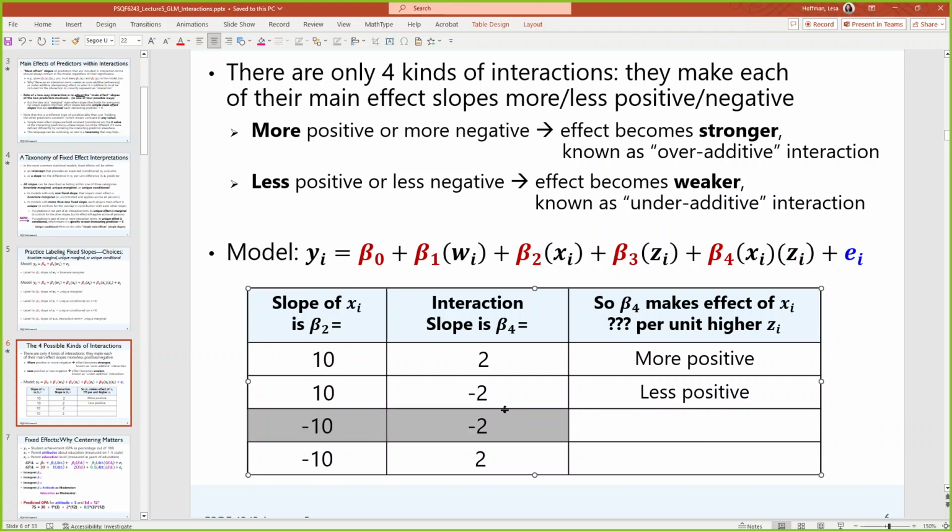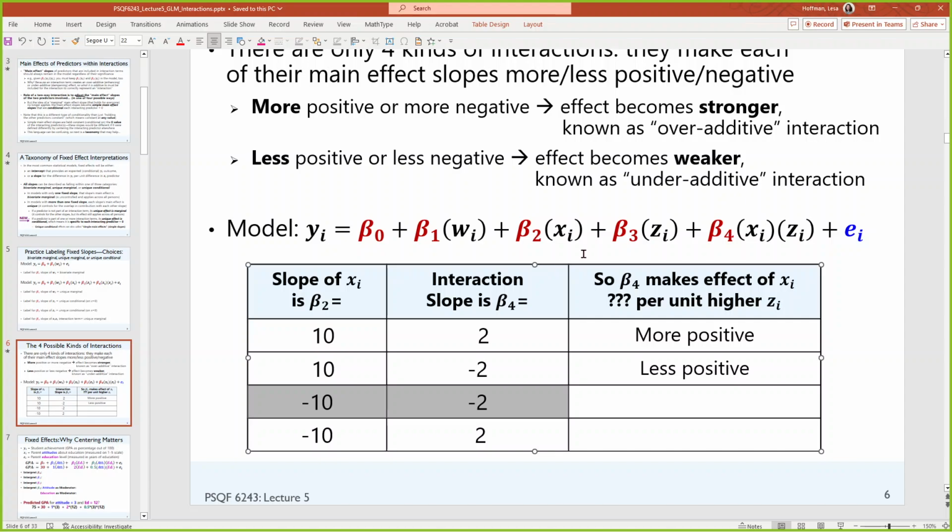Now what about this one? Yeah, if x has a slope of negative 10, now that's the disco version. As x goes up, y goes down. And then the interaction term is negative, it's going to kick in and make it more negative. Yep. So x has a stronger negative effect as z goes up. Now that could be a good thing or a bad thing, depending on what your outcome is. Less negative. Yeah, the last one, the remaining one here, is less negative.